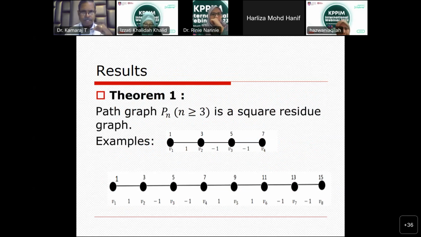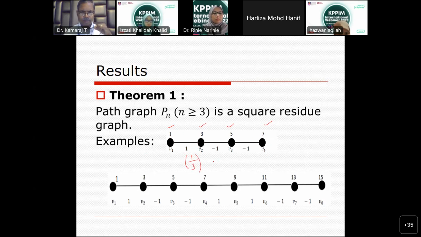One of the results we identified: every path graph on n vertices, where n is greater than or equal to 3, is a square residue graph. That means every path graph on at least 3 vertices will admit the square residue labeling for its vertices and edges. I don't want to discuss the proof of this result. Let me illustrate it using an example. The first diagram is a path graph on 4 vertices. Here I can label the vertices with odd numbers 1, 3, 5, 7, and the edges are labeled with either 1 or minus 1 corresponding to the Jacobi symbol. Among 1 and 3, which is the smaller number? 1. So I put 1 in the numerator and 3 in the denominator.